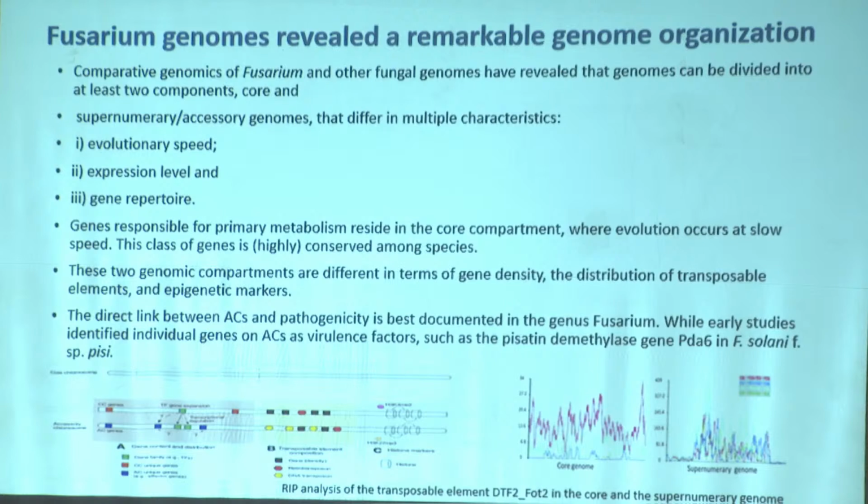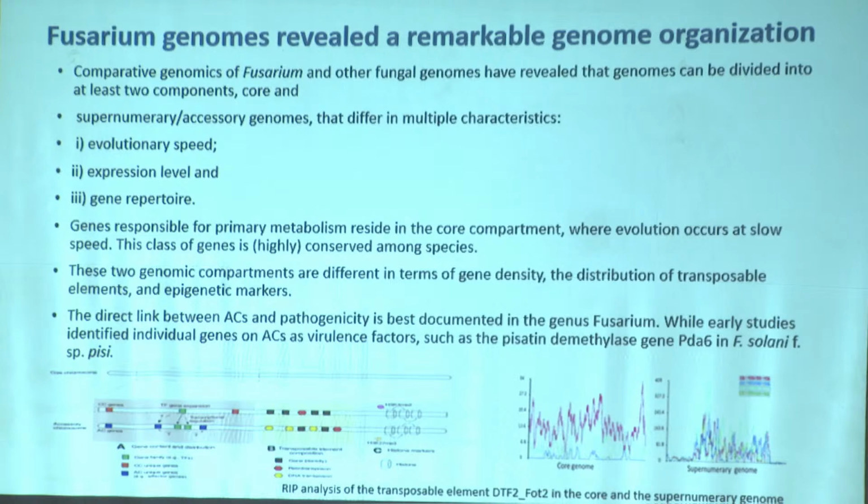So what did they understand through this sequencing of Fusarium genomes? The first thing we came to know is that Fusarium genomes have a remarkable genome organization. The genome is distributed in 2 compartments, one core and the other accessory. The core genome is required for normal life. The accessory chromosome is involved in evolution, expression, and has a gene repertoire also. They are involved in pathogenicity, and the accessory chromosome has a role there.